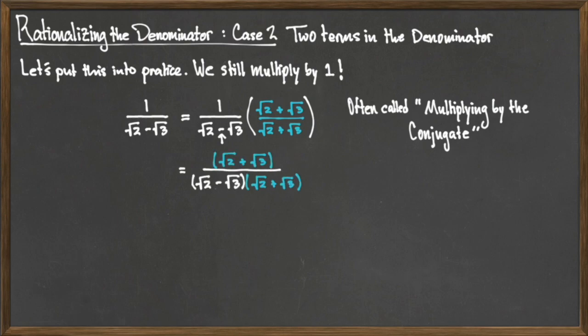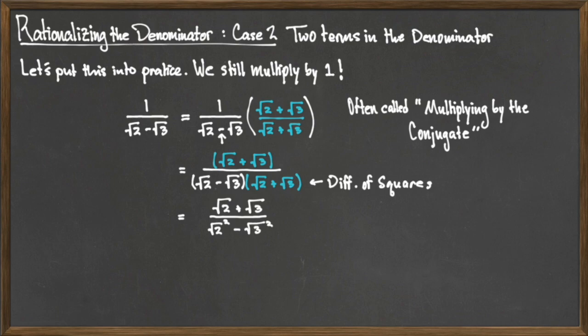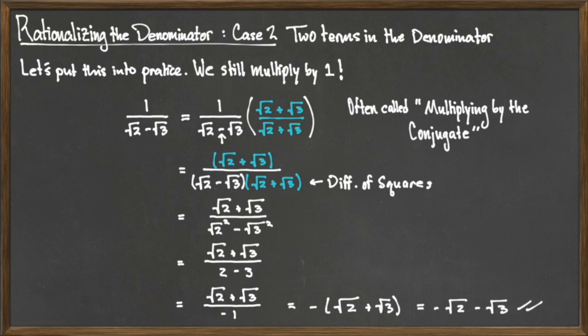So let's see this in action. We'll multiply these fractions together. We'll go ahead and FOIL out or use our difference of squares formula on the denominator terms. We'll go ahead and simplify, and we see that we get a final answer of root 2 plus root 3 divided by negative 1. Now, since the denominator is simply negative 1, I can do a little bit more algebra to at least get rid of the fraction altogether, but the final result is still what we wanted. I have cleared all radicals from the denominator.